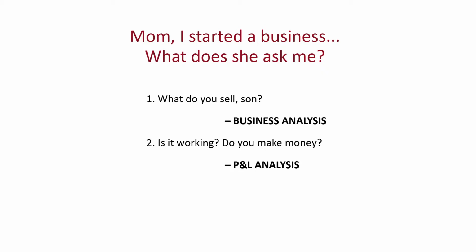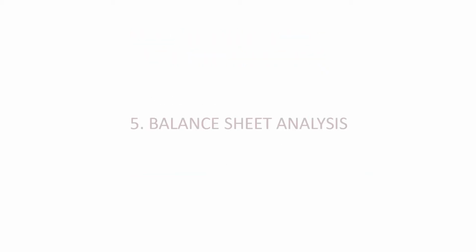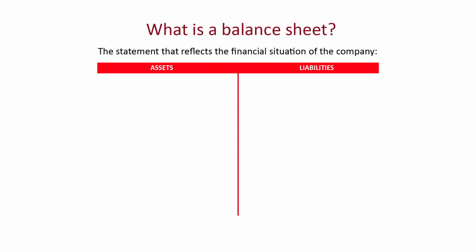Now, what we're about to see is the third question, which makes sense. Your mom asks you, how much money do you need from me, son? How are you financing this business? And the answer to this question is to look at the balance sheet. So before we move on, I think it would be interesting to have a recap of what the balance sheet means. The definition of a balance sheet is the statement that has the financial situation of the company. As you know, the financial situation of the company is broken into two parts, assets and liabilities.